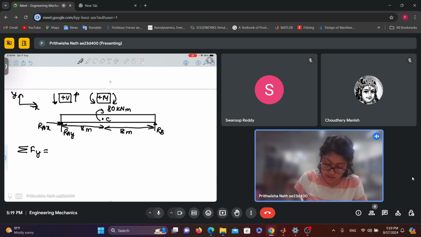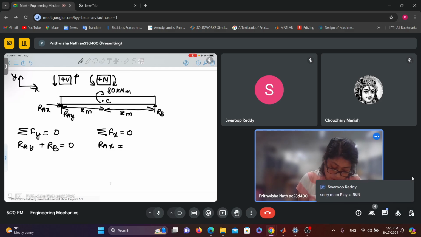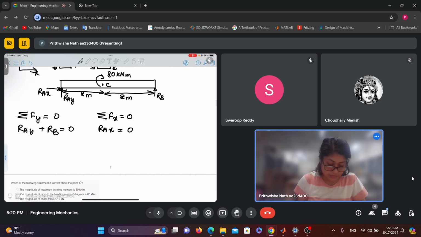So Fy equals 0, RAY plus RB equals 0, and from Fx equals 0 we get RAX equals 0. Yes, that's correct. RB is 5 and RAY is minus 5. Yeah, that's correct. So this is the first equation.